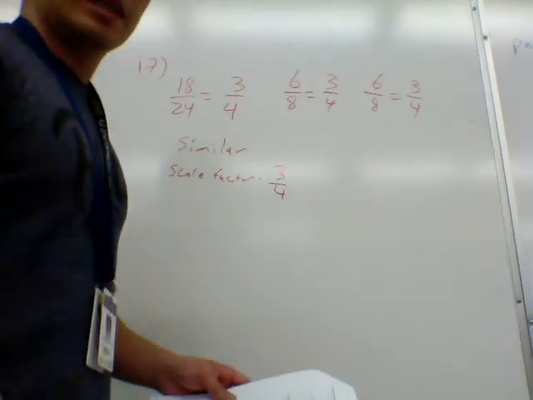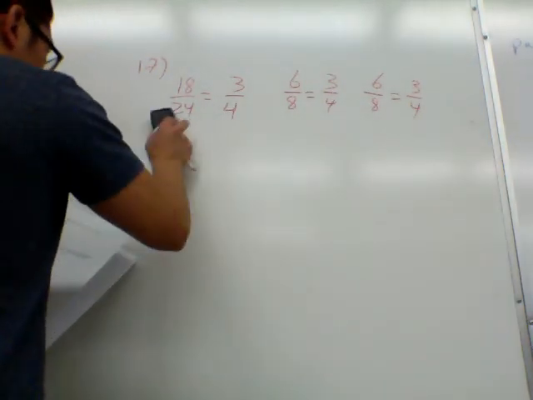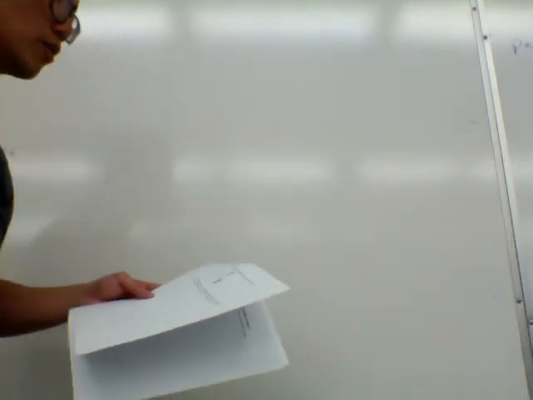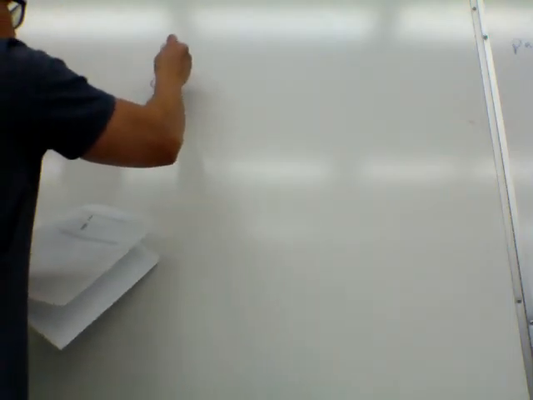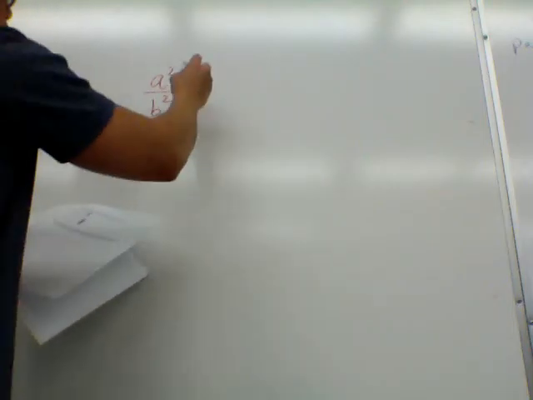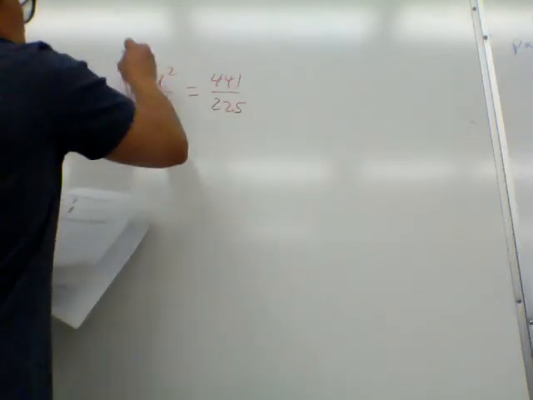Okay, so let's do number 18. Number 18 was what we just did in class. So it says the surface areas of two similar solids are 441 and 225. If the approximate volume of the smaller solid is 250, what is the volume of the larger solid? Now, I am going to have a squared over b squared since we are talking about area. And then it's equal to 441 over 225. I square root both sides.